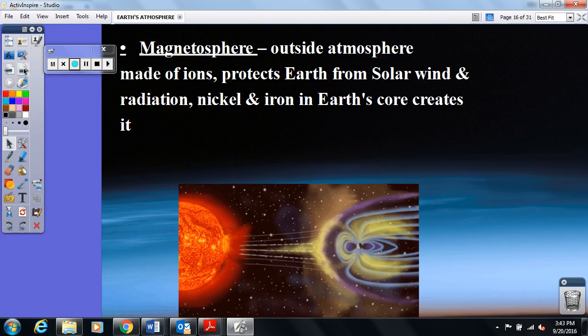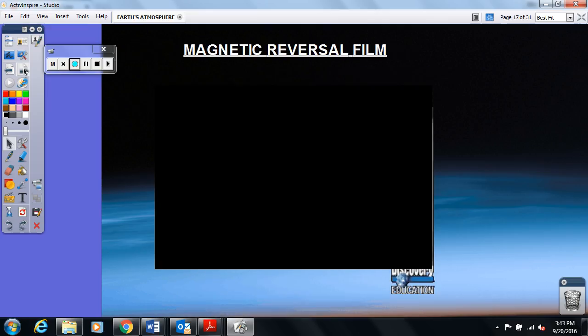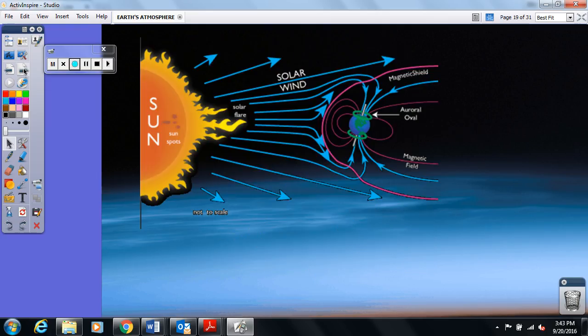Okay, outside of our atmosphere, we have the magnetosphere, which is just ions that are protecting Earth from solar wind. You don't really need to worry about this. I'm not going to test that.